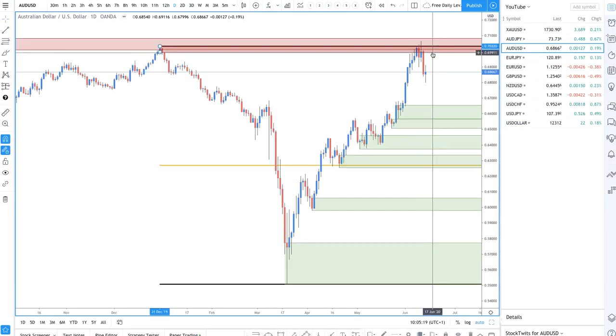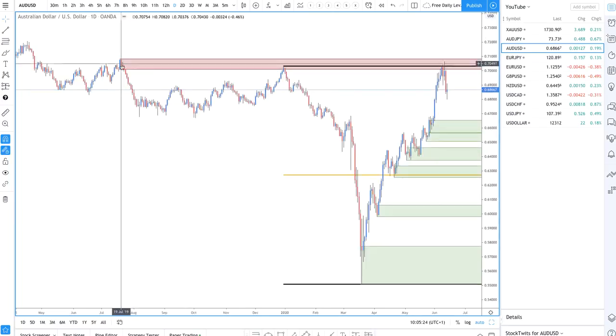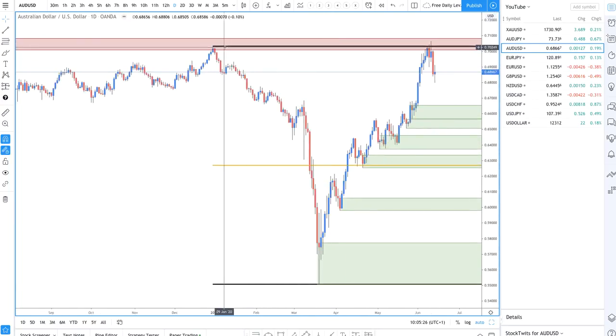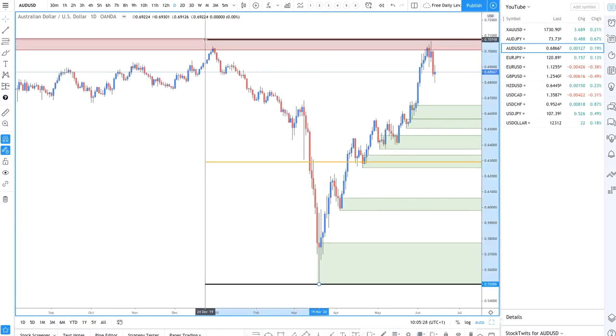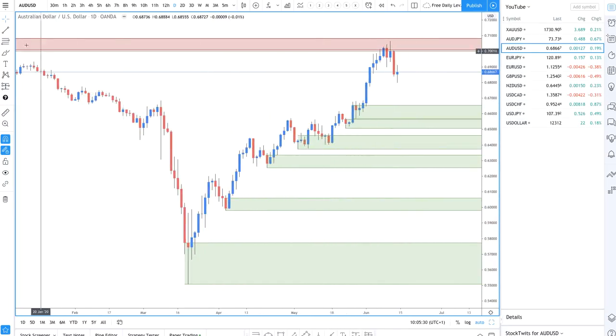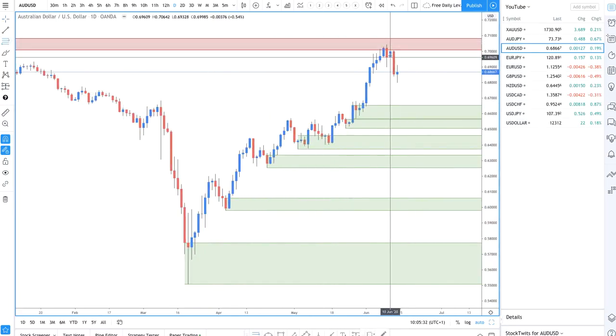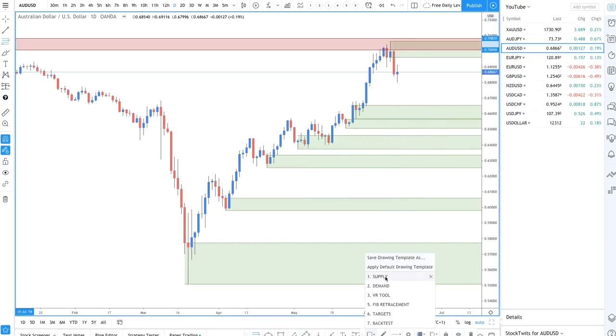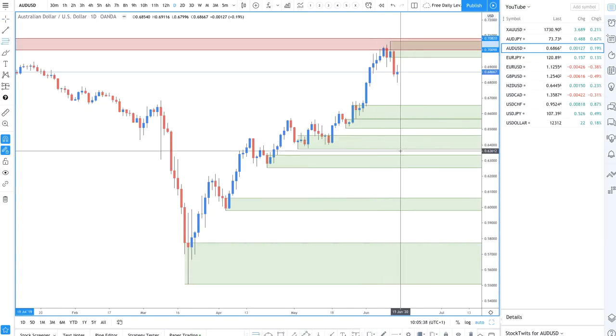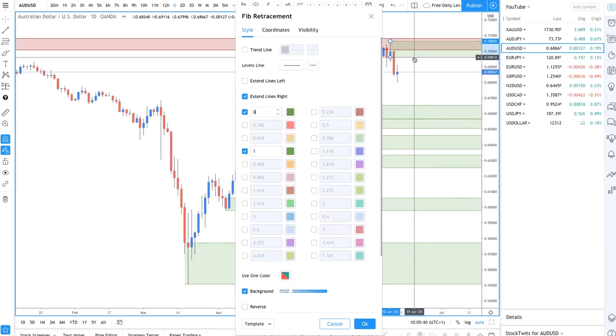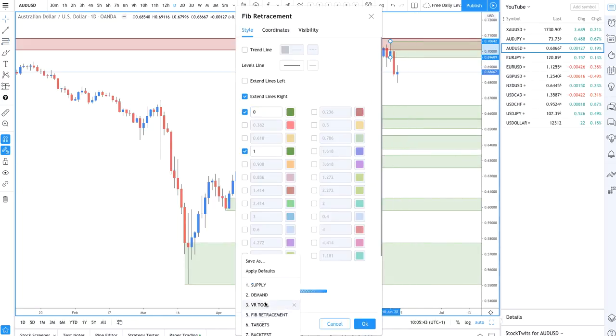we've got a bit of a sell-off there from a longer term supply zone up here, so eventually it did sell off. Get rid of that, and what I'm going to do is draw another supply zone from here to here, so that whole area. Let's see, why won't it turn to supply? Template supply, right, there we go.